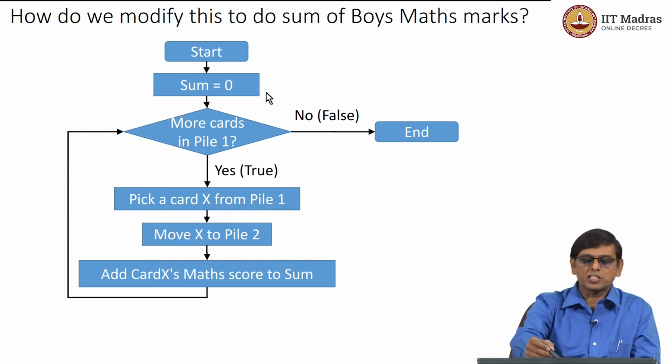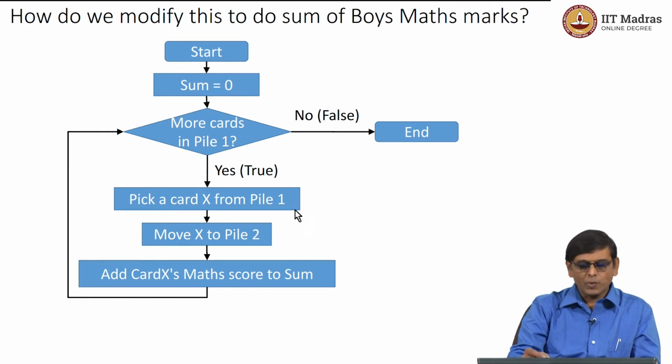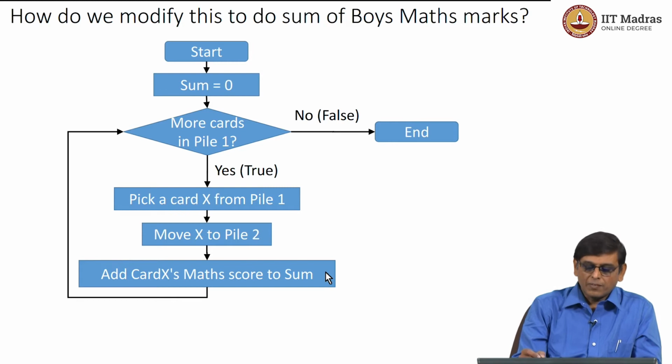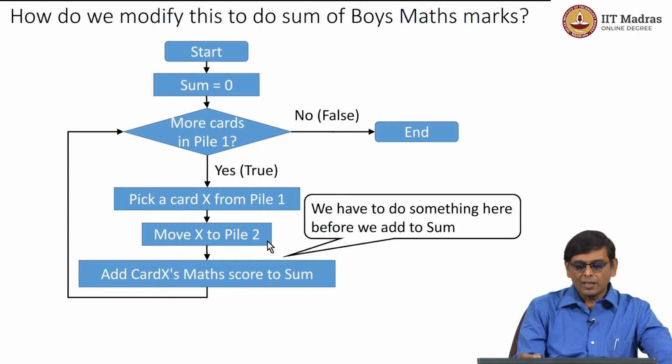In the initialization step where we are setting sum to 0, there is nothing to be done. We are going to check whether there are more cards in pile 1, and inside this we have to pick a card from pile 1, which we have to do anyway. We have to move the card to pile 2, that also we have to do anyway, but it is only here, where we are adding the math score to sum, that we need to make some change. We have to not do it for all the cards. So, between here and here, if that card X belongs to a girl, then we should not do the addition, but if it belongs to a boy, then we have to do the addition.